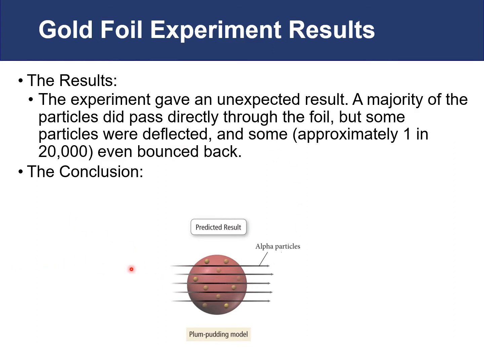So some of the particles would come through and get deflected off at an angle, not passing straight through the gold foil. They come off at an angle from where they should have originated. And then some of them were found to fly back in the opposite direction.